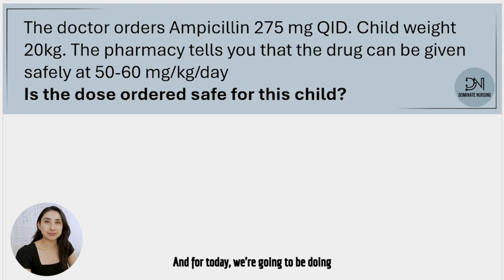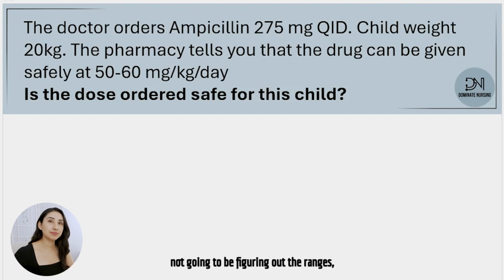I'm a registered nurse, and for today we're going to be doing pediatric safe dosage range calculations, but we're specifically going to be focusing on only if the dosage prescribed by the provider is safe. So with this problem, it says the doctor orders ampicillin 275 milligrams QID, 4 times a day, and the child weighs 20 kilograms. The pharmacy tells you that the drug can be given safely at 50 to 60 milligrams per kilogram per day. The question says, is the dose ordered safe for this child?